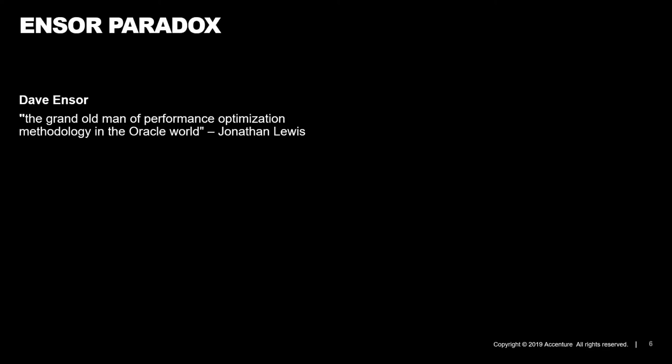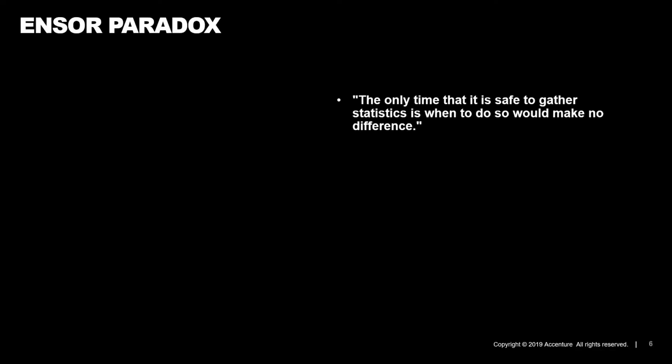Dave Ensor was once called the grand old man of performance optimization by no less than Jonathan Lewis. I used to thoroughly enjoy going to Dave's presentations at UKOUG meetings, and I'd like to think that over the years I've learned a little bit from both him and Jonathan. Now Dave has long since retired from the software business to go motorcycling, but he is credited with this statement, known sometimes as the Ensor paradox. The only time that it is safe to gather statistics is when to do so would make no difference.